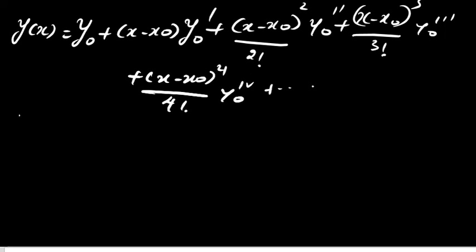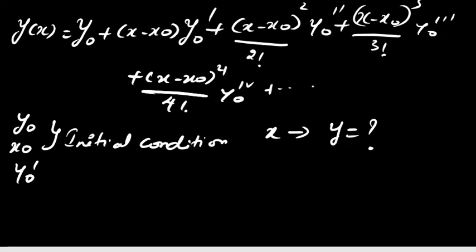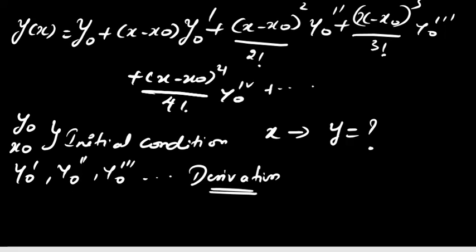Here y naught, x naught are the initial conditions. x is the value for which we are going to find the corresponding y value. And here y naught dash, y naught double dash, y naught triple dash, and so on are the corresponding derivatives for the given function. So let us try and understand with an example.